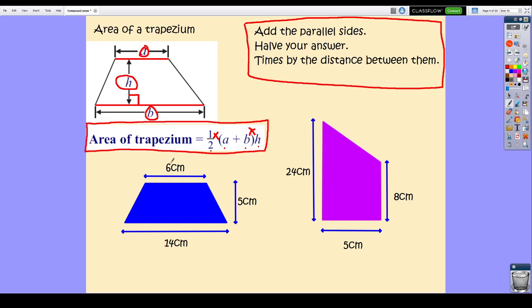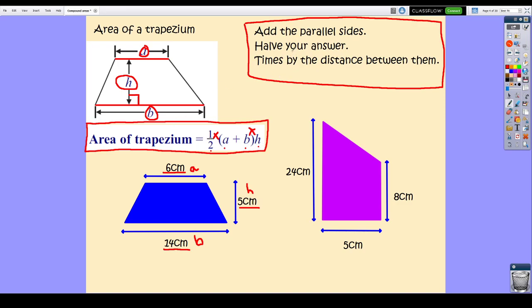So we've got a blue trapezium here, where I've got to identify the parallel sides first. So our parallel sides are going to be the 6 centimetres and the 14. And therefore the height then is going to be our 5. So if you were using the formula, you could replace 6 with the A and 14 with the B, wouldn't matter if you did that the other way around, but 5 centimetres definitely has to be the height.